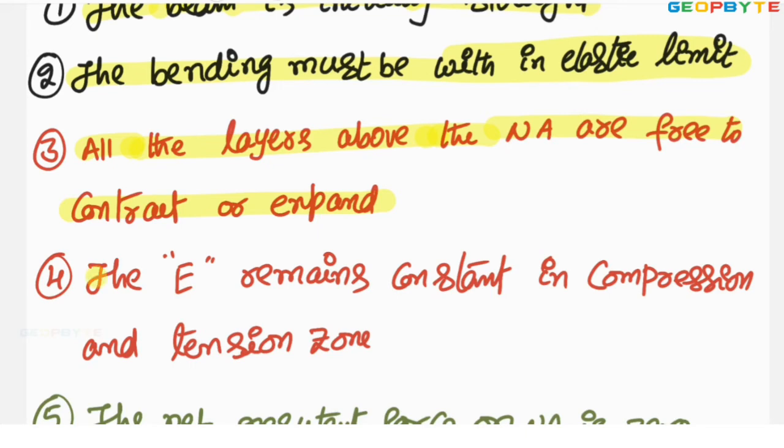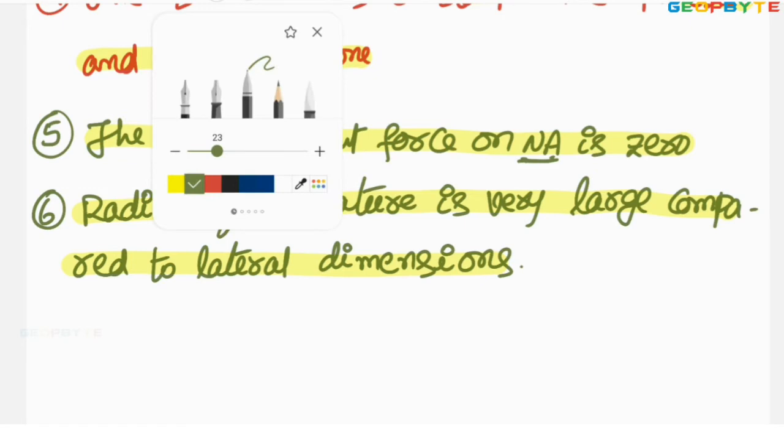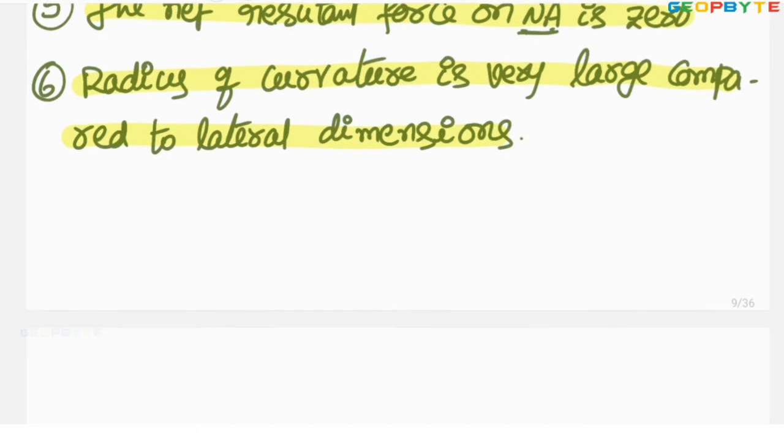Next assumption, the Young's modulus E remains constant in both compression zone and tension zone. Next assumption, the net resultant force on the neutral axis, NA means neutral axis, remains the same. Next, radius of curvature is very large compared to the lateral dimensions. Radius of curvature R is very large compared to the lateral dimensions like breadth of the beam and depth of the beam. I can also write one more assumption.